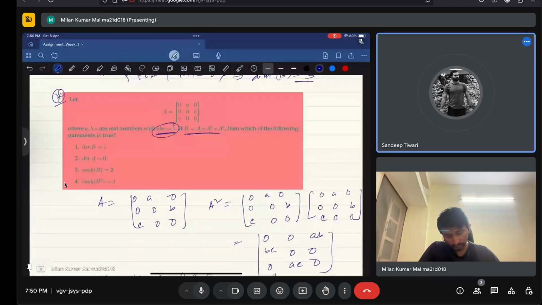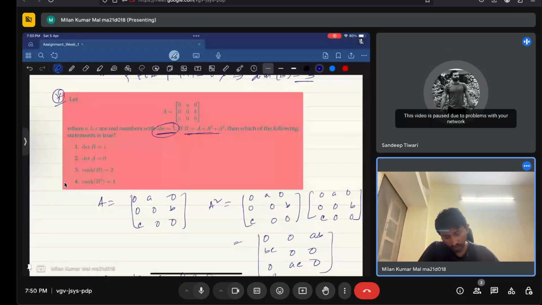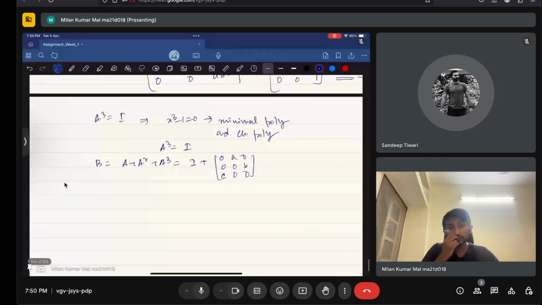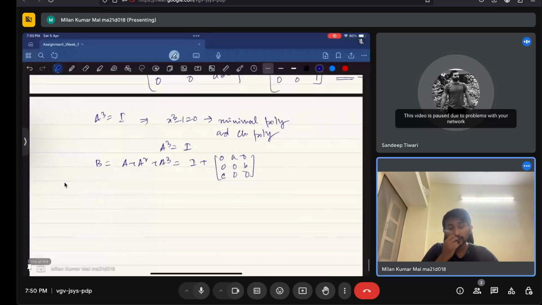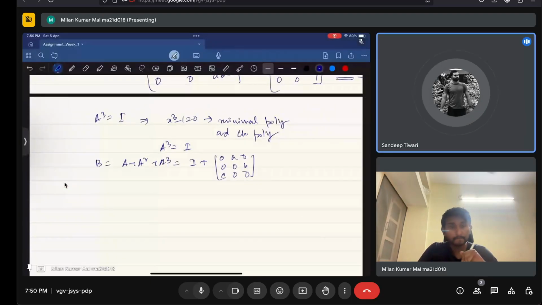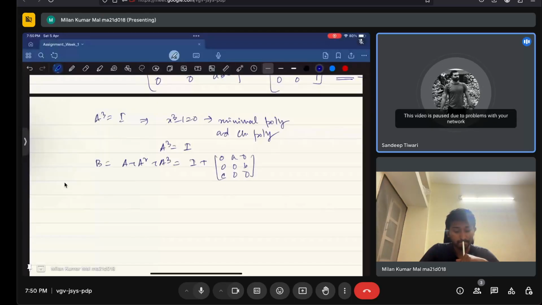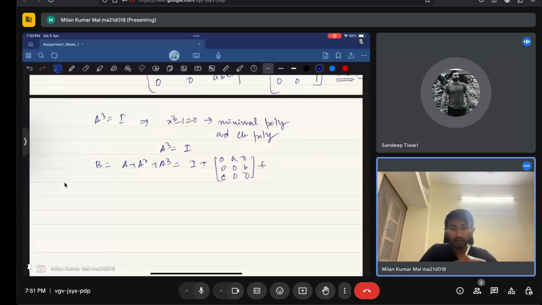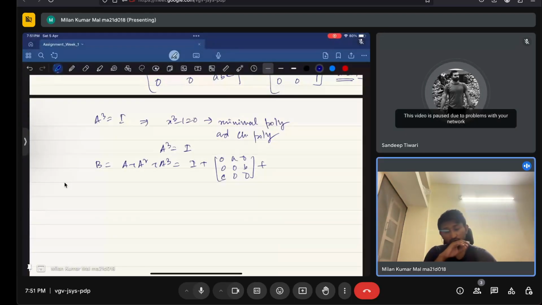If we take A common, then we can write B equals A times I plus A plus A square. This is a factor, right? This is not necessarily 0.